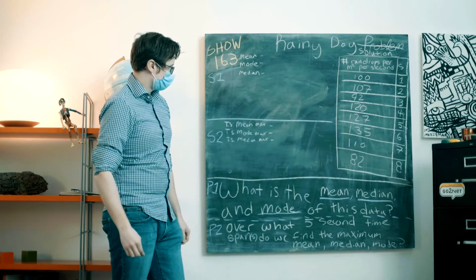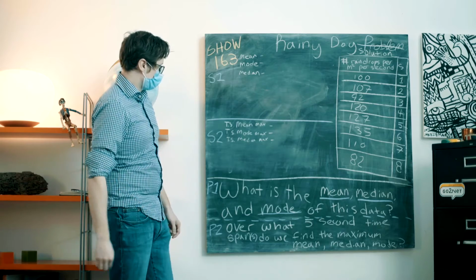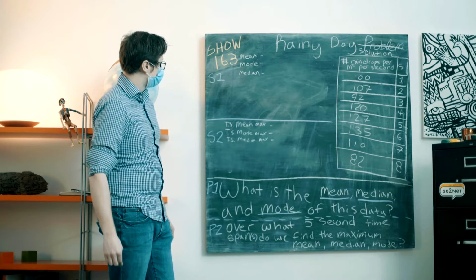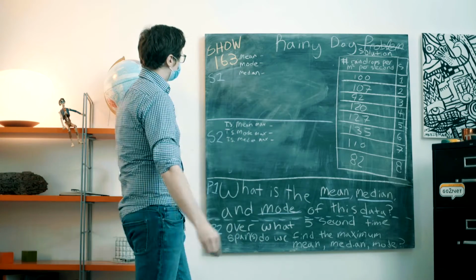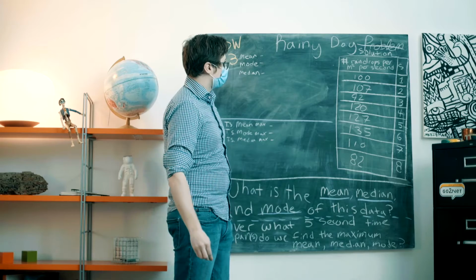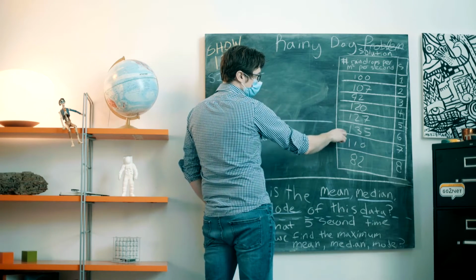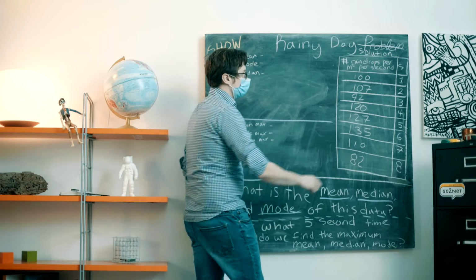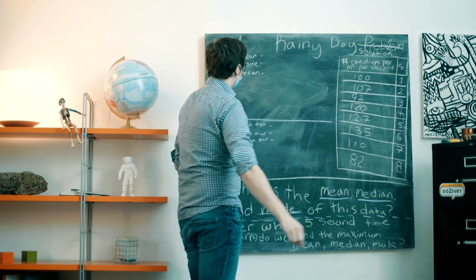Okay, of this data. So the first thing that we have to do is we are going to calculate the mean. Okay, so for those of you who don't know what the mean is, the way that we can calculate it is we are going to add all of these data points together, and then we're going to divide by the number of data points.